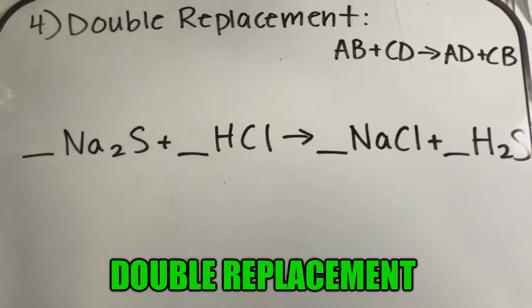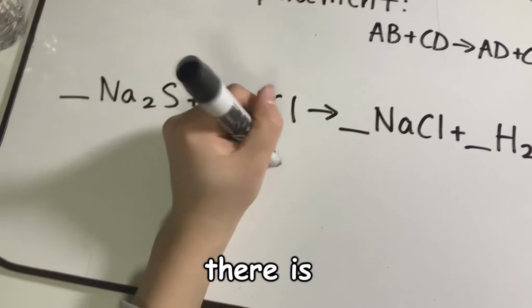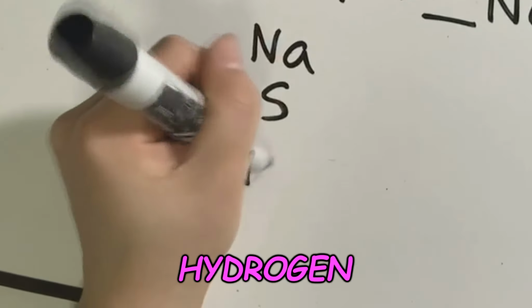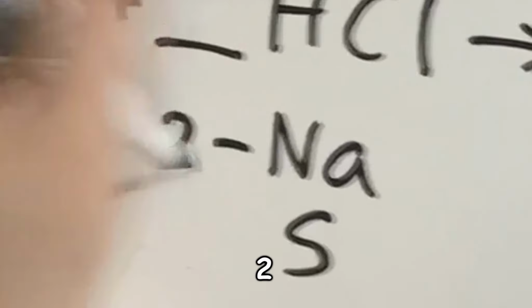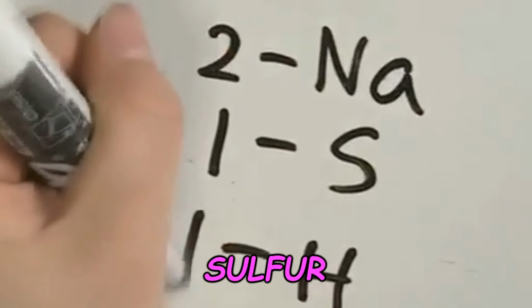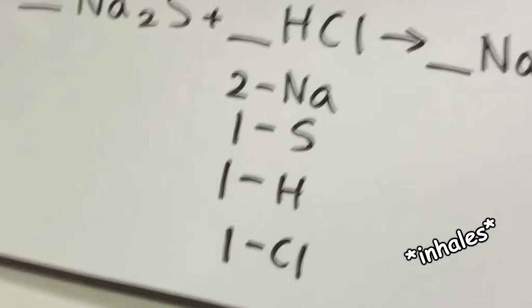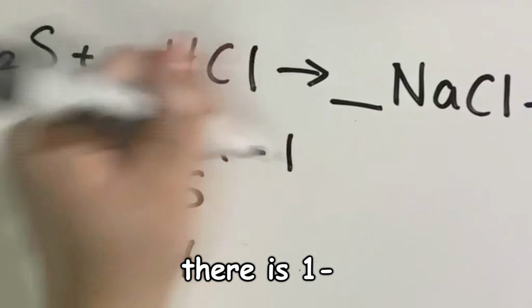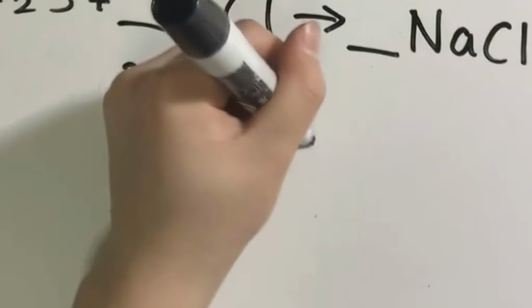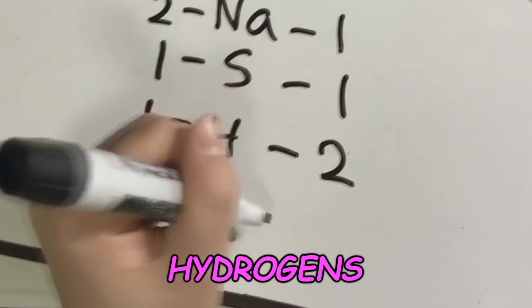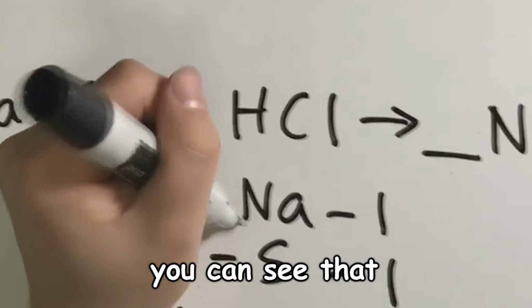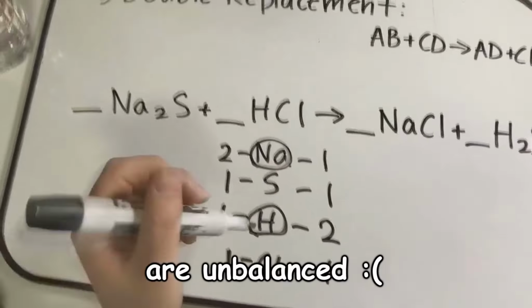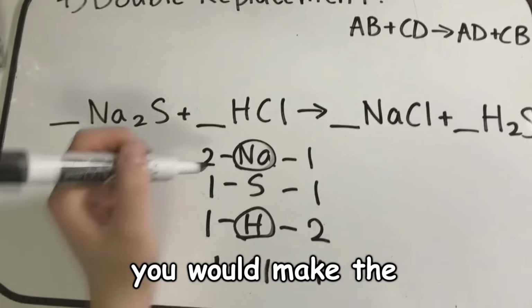So for double replacement equations, there is sodium, sulfur, hydrogen, and chlorine. On this side of the equation, there are 2 sodiums, 1 sulfur, 1 hydrogen, and 1 chlorine. On this side, there is 1 sodium, 1 sulfur, 2 hydrogens, and 1 chlorine. So right off the bat, you can see that sodium and hydrogen are unbalanced.